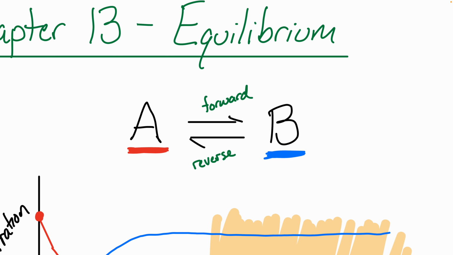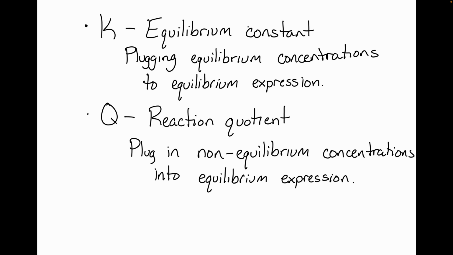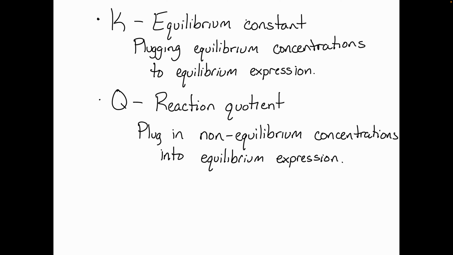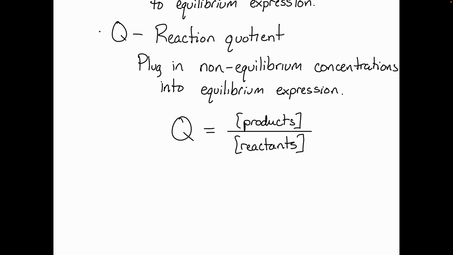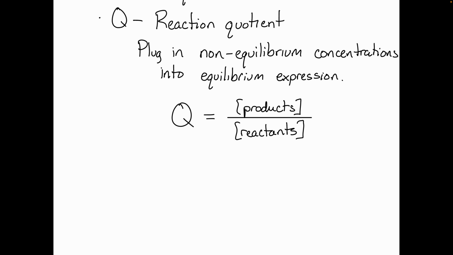All right, so let's think about this. Q, just like K, because again, it's the exact same expression, has that basic format of concentration of products over concentration of reactants. All right, so then let's think. Let's say that we calculated a value of Q that was greater than K.